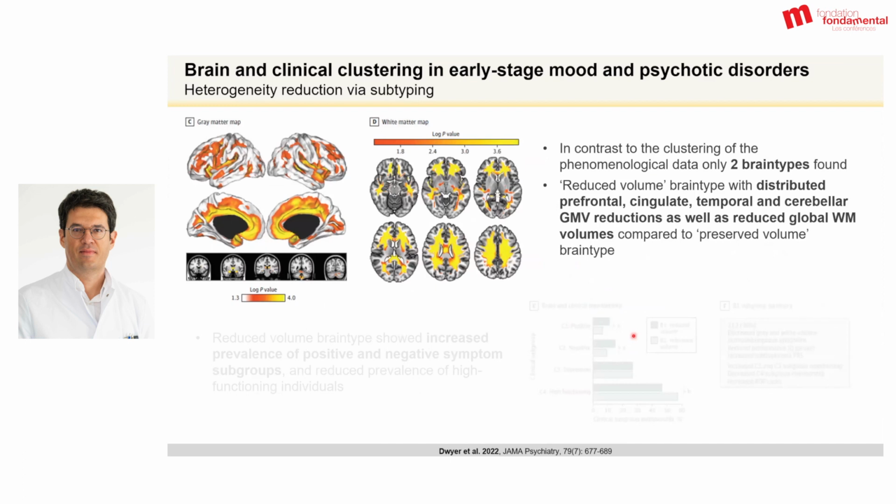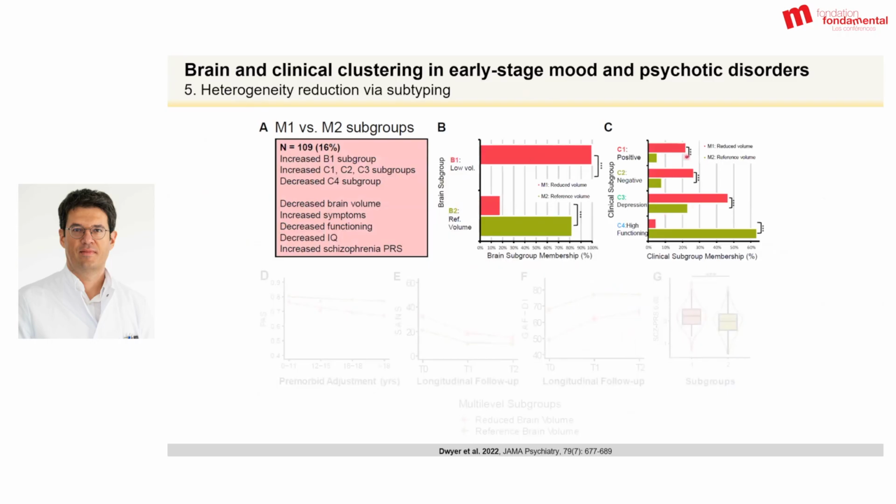He applied the same approach to the imaging data and found that there were basically 2 subtypes, one being a spared brain type and the other one an impaired brain type with gray matter volume and white matter volume reductions across the brain. I'm going to the next slide. And it was interesting to relate these 2 to each other. And he did that and found basically that the impaired brain type encompassed particularly the positive and negative symptom subtypes, whereas the spared or reference volume group included the depression group somehow, and particularly, however, the high functioning group.